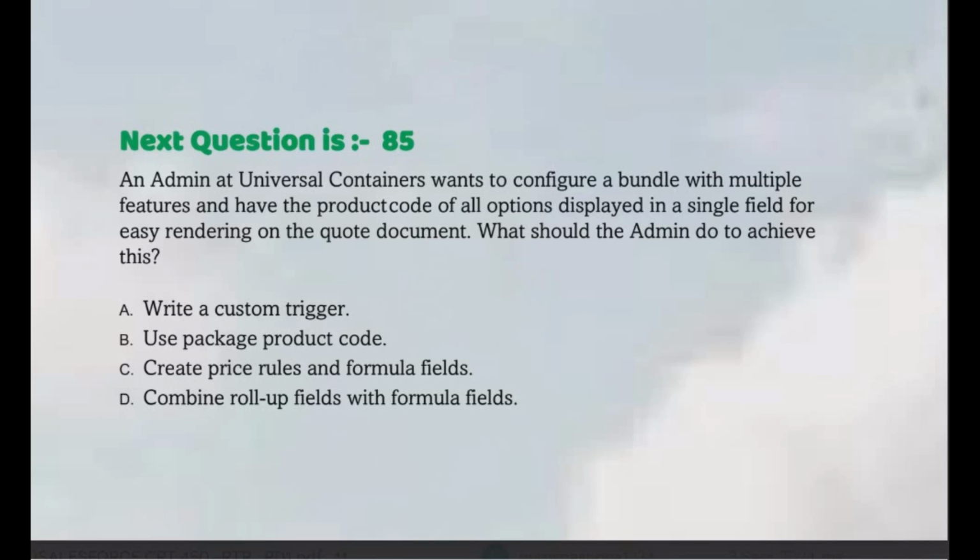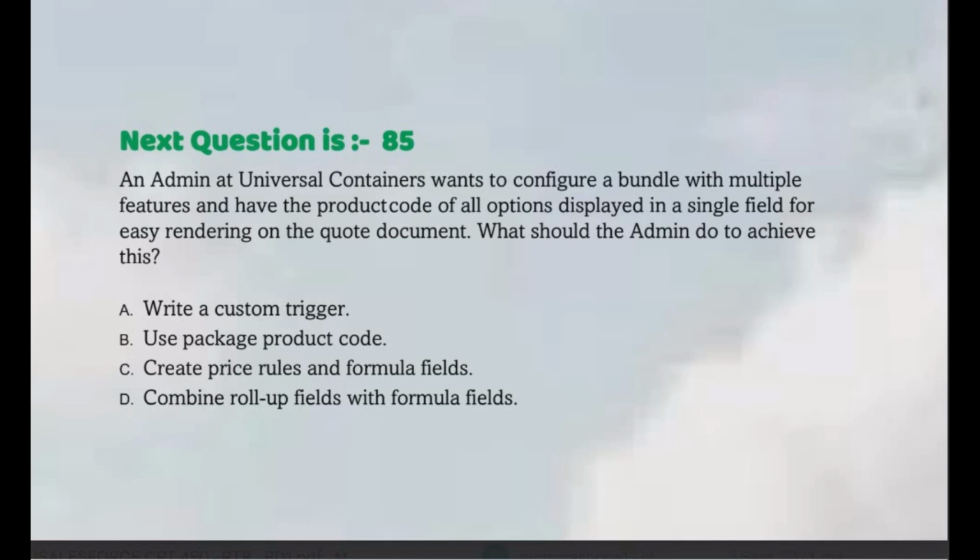Question is, an admin at Universal Containers wants to configure a bundle with multiple features and have the product code of all options displayed in a single field for easy rendering on the quote document. What should the admin do to achieve this?